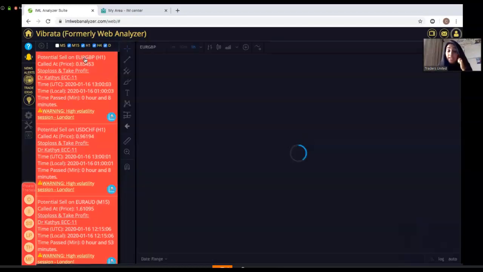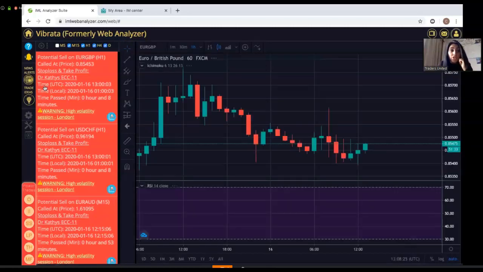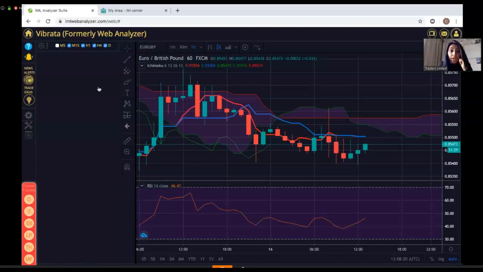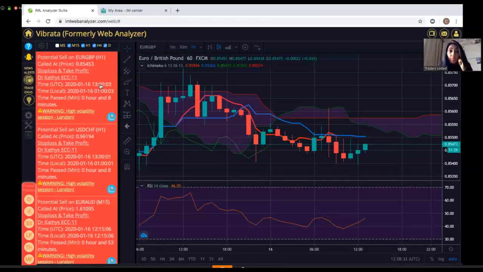And you can look at that in 2 ways. You can check where it says time UTC. Okay, that's universal time. So it's going to be your local time, 1 p.m. we can see. Or time past, 8 minutes. So this is a lot more precise to the minute when it was sent.